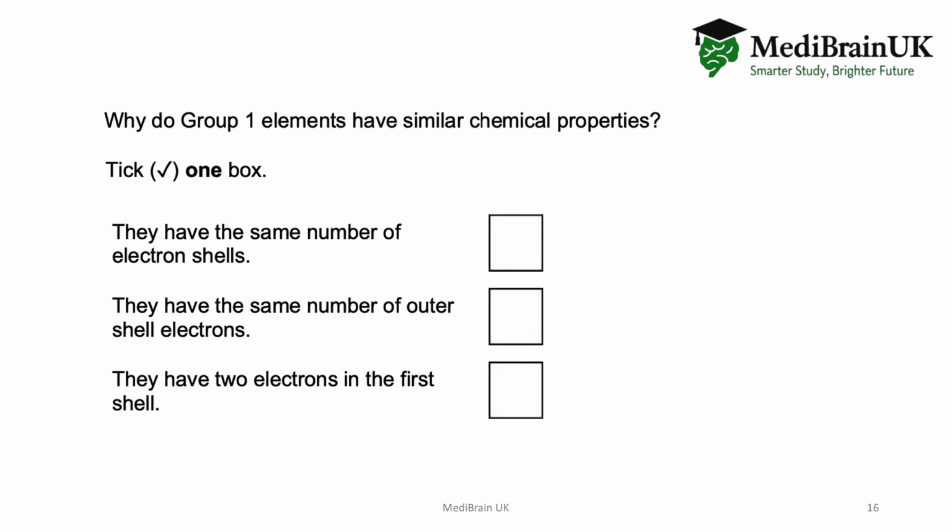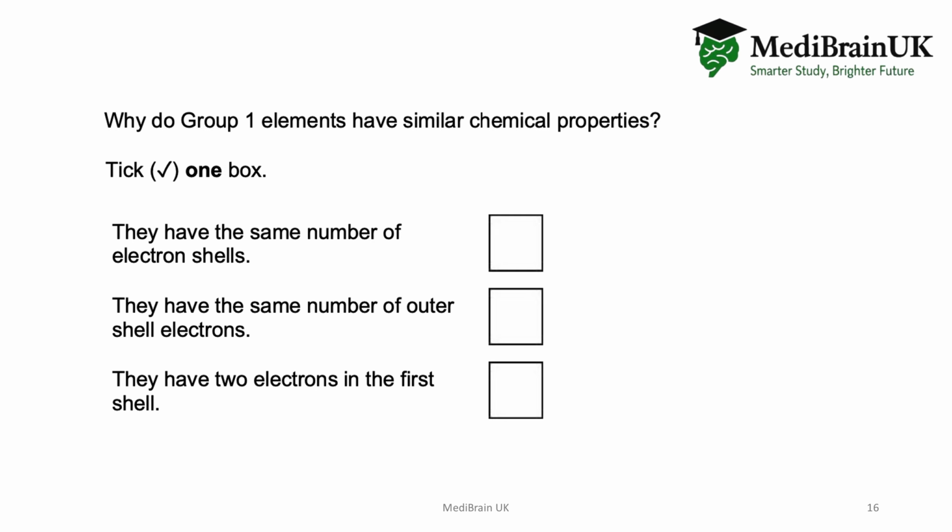Okay, the next question, it says, why do group 1 elements have similar chemical properties? We have to tick one box. So they have the same number of electron shells, they have the same number of outer shell electrons, or they have 2 electrons in the first shell. So why do they have similar chemical properties? Remember, group 1 means they all have 1 electron in the outer energy level, and that's what determines their chemical properties.